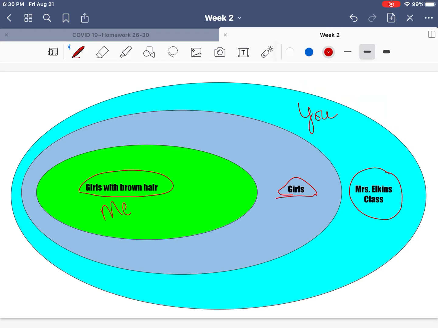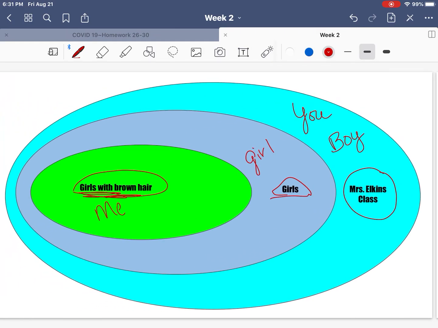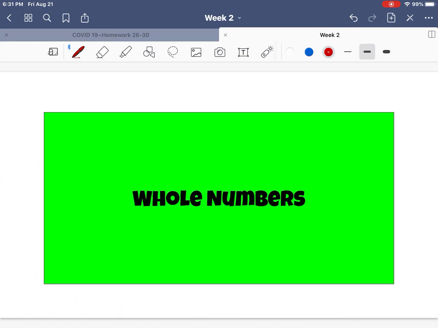But if you're a boy, you would go here. If you're a girl, you would go here. And most specifically, if you're a girl with brown hair, you'd go in the very center green section of this Venn diagram. So we're classifying people, and we're also going to classify numbers the same way we classify people.